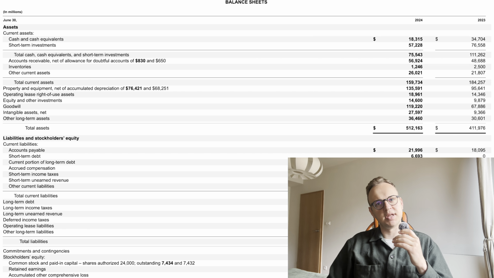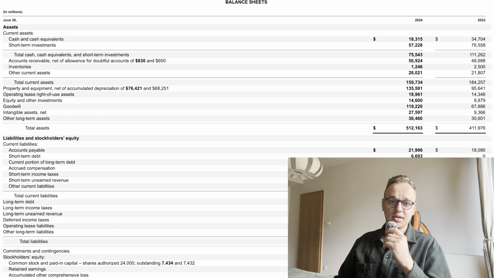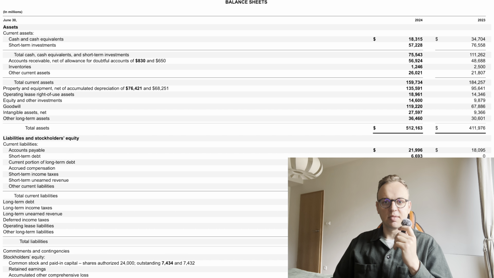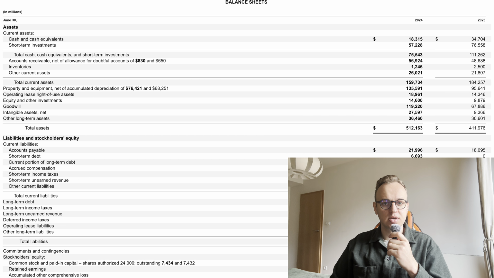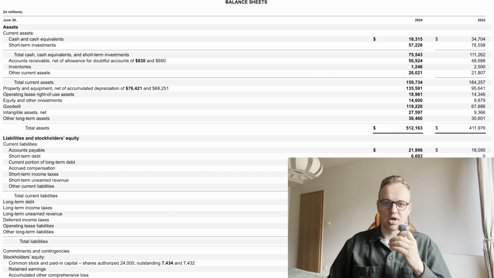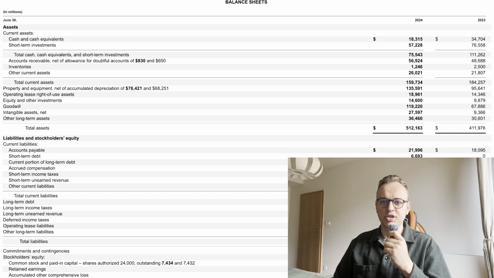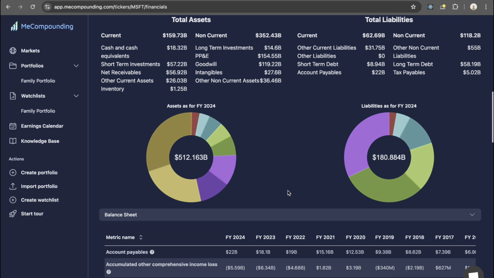Now that we know how to read an income statement, let's move on to the second key report, the balance sheet. The balance sheet is like a snapshot of the company's financial position at a specific point in time. It shows what the company owns, what it owes, and what is left to shareholders. The three main sections are assets, liabilities, and shareholders' equity. Let's break them down. Assets. This is everything that the company owns or controls that has a value. It includes things like cash, accounts receivable, inventory, equipment, and long-term investments.